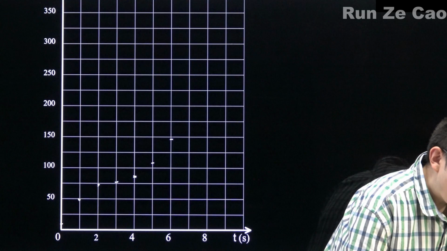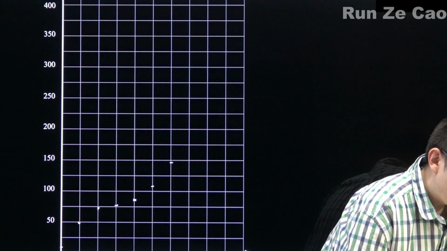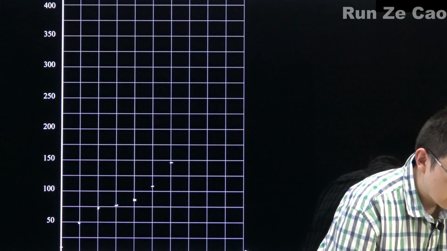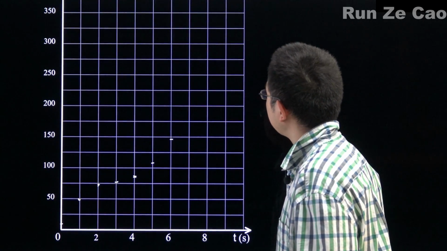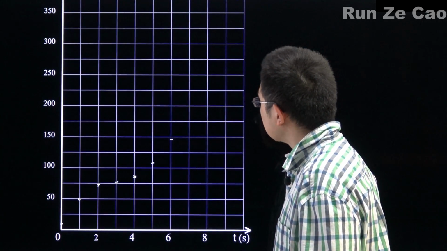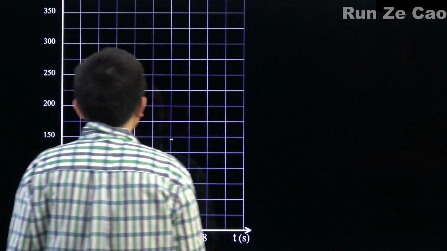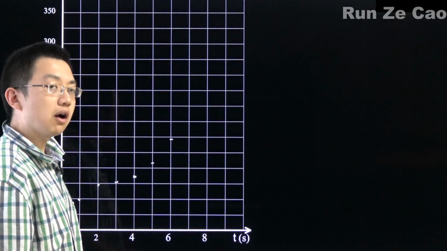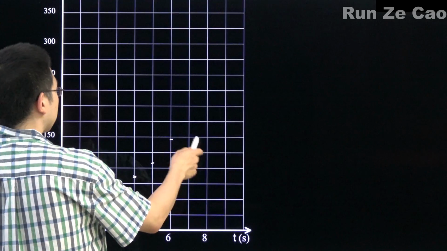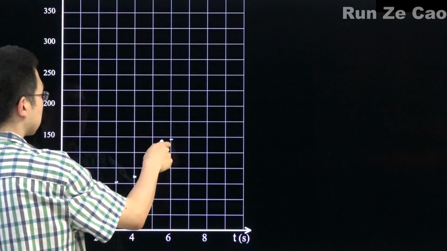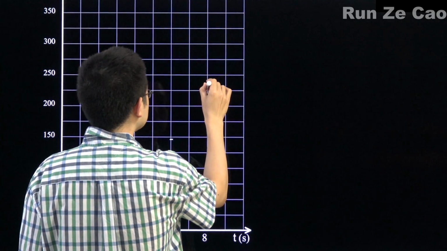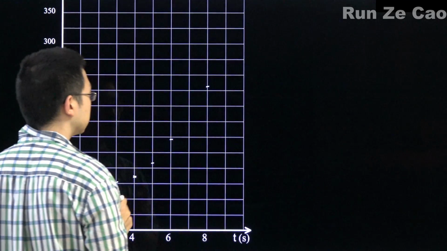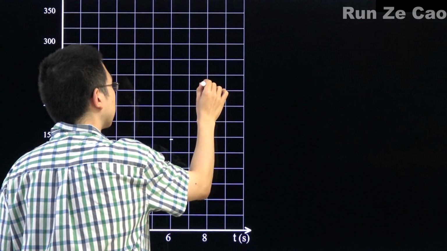Now, 6 to 8 seconds. We're moving at 45 meters per second, and we start at 145 meters. That's going to be a total of 90 meters over 2 seconds. Starting at 145 is 235, which is up here, more or less. Okay, a little bit more than that.